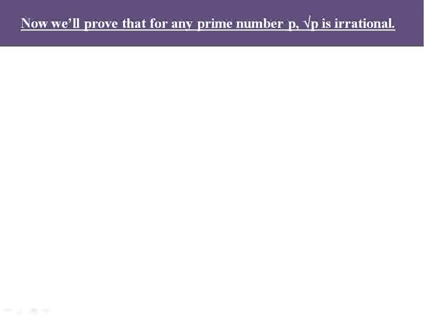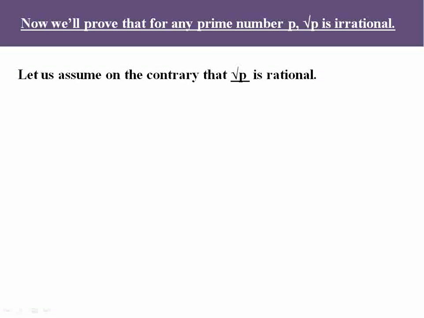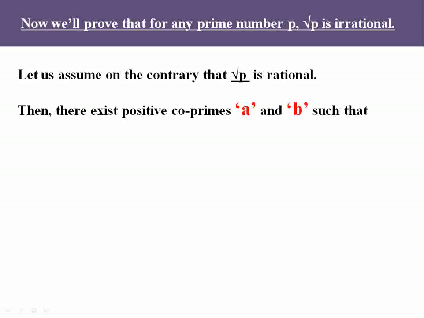Next, we will generalize our earlier problem and prove that for any prime number p, root p is irrational. Again, let us assume on the contrary that root p is rational. Then there exist positive co-primes a and b such that root p is equal to a divided by b. Squaring both sides, we get p is equal to a square divided by b square. Cross multiplying, we get b square into p is equal to a square.